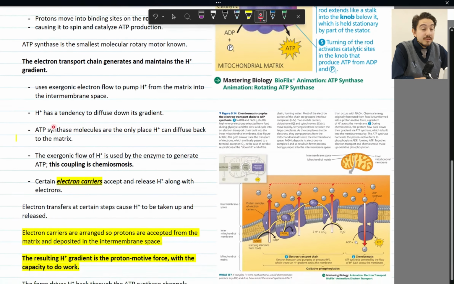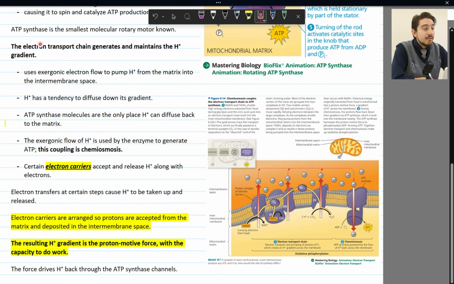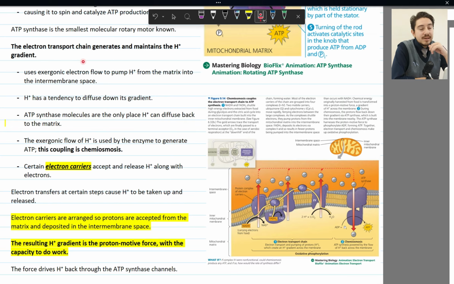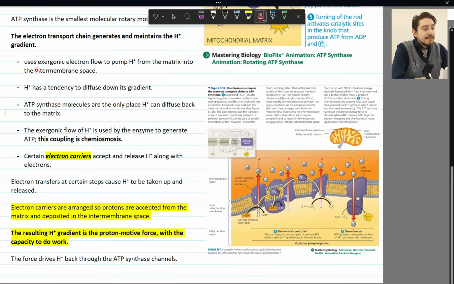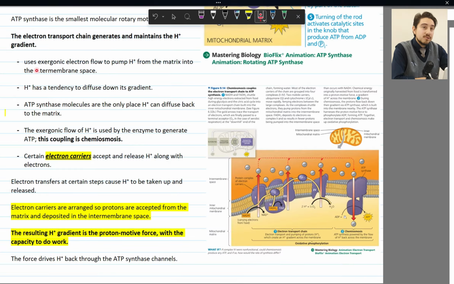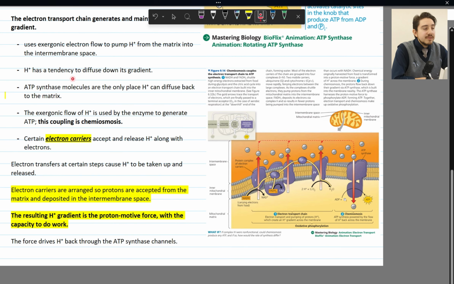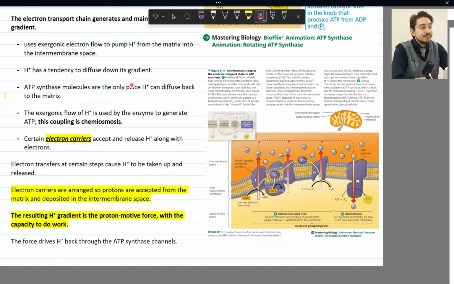So let me just zoom in here. The electron transport chain, the ETC, generates and maintains the hydrogen ion gradient. So this is what you really need to know. As we get exergonic electron flow from NADH into this complex, hydrogen ions will be pumped into the intermembrane space. Hydrogen ions have the tendency to diffuse naturally down their gradient.